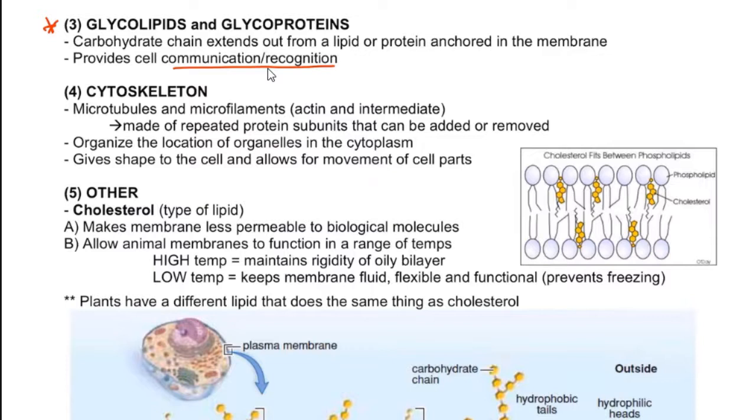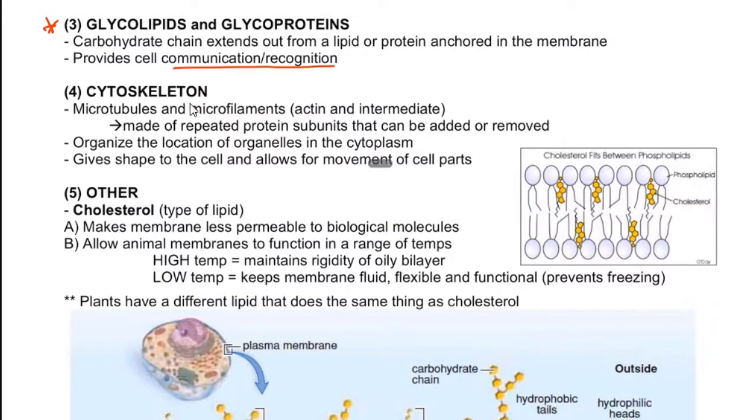And then the messenger would come along and be like, oh, this guy needs something. Okay, and then it'll go and tell the next cell to produce the product that can then flow through the bloodstream and come back to this cell and give it what it needs, etc. So they can talk to each other. The cells have their own communication system.